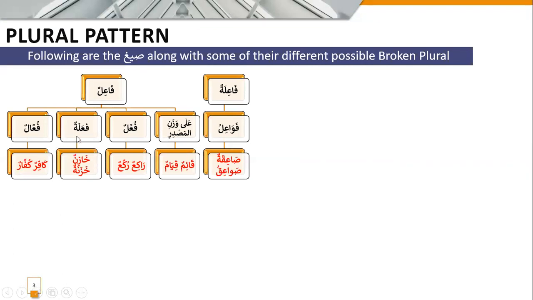We have the fa'alatun pattern, which is khazinun, khazanatun. We have fu'alun, which is raki'un, rukkatun, sorry, ala wazinil masdari. So this is on the pattern of masdar, which is ka'imun, qiyamun. Qiyamun is also, I believe, a masdar and looks like a masdar, and it's also a broken plural. In female fa'ilatun, we have fawa'ilu, and we have normal sound plurals, but we also have fawa'ilu, which is like sa'iqatun, sawa'iqu.